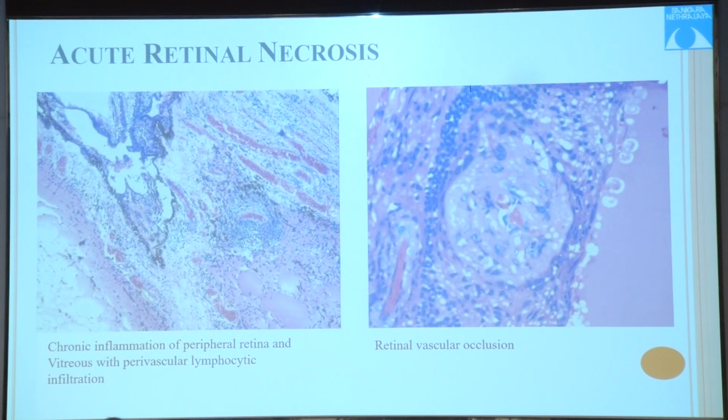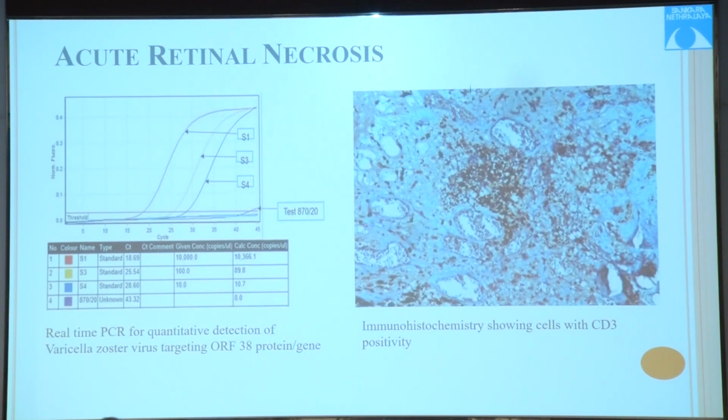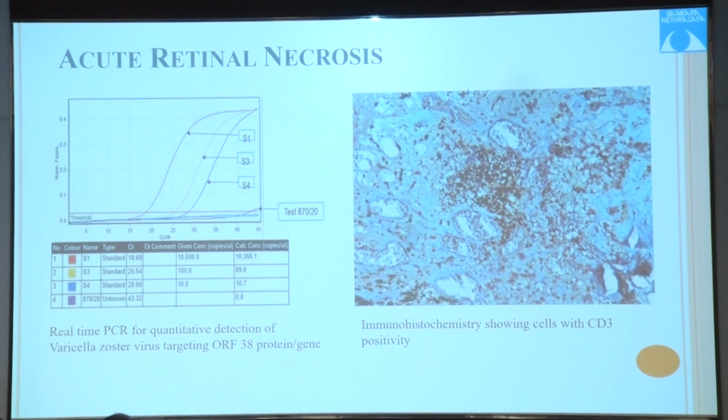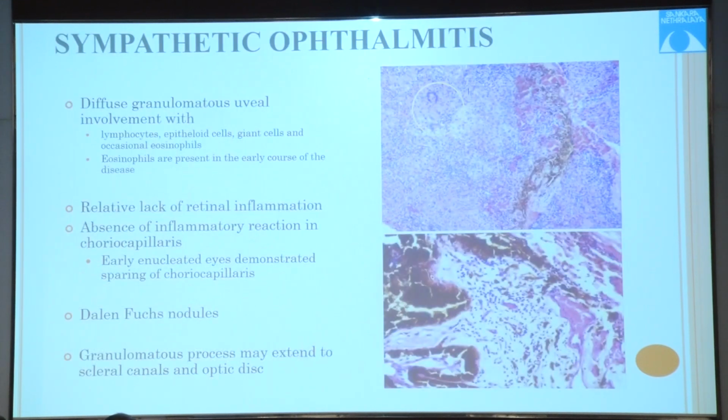In acute retinal necrosis, this shows the histopathology of an enucleated globe in a 40-year-old immunocompetent man, showing chronic inflammation of the peripheral retina with perivascular lymphocytic infiltration. The right side shows a microphotograph showing retinal vascular occlusion. Viral inclusion bodies were seen in the necrotic retina. Semi-nested polymerase chain reaction for detection of varicella virus targeting the ORF63 region was positive, and the paraffin block specimen was also positive for the ORF63 region. Immunohistochemistry was strongly positive for CD3 T cells.